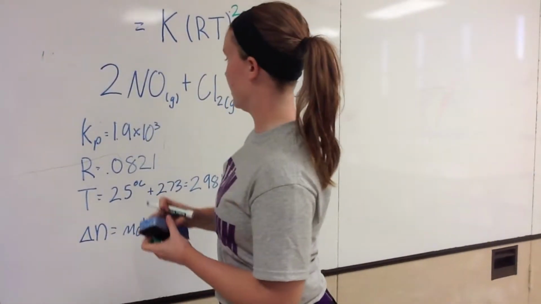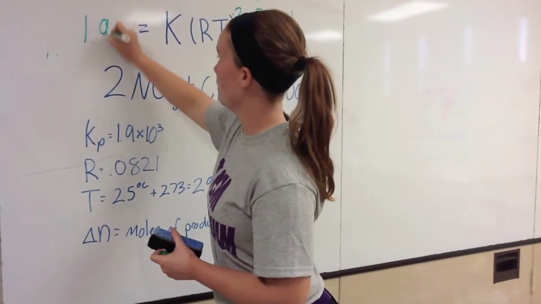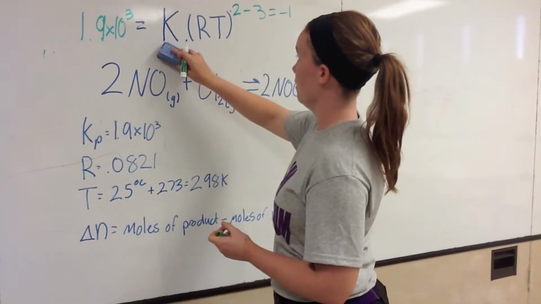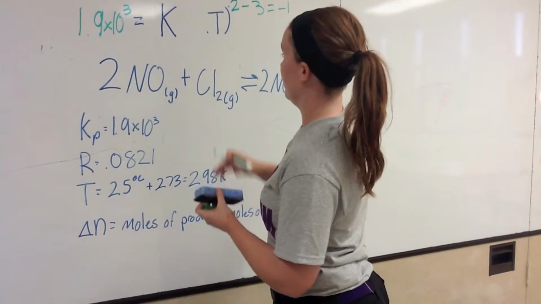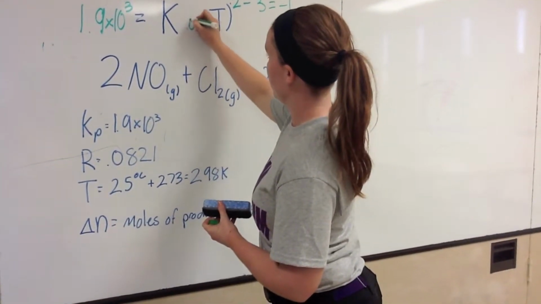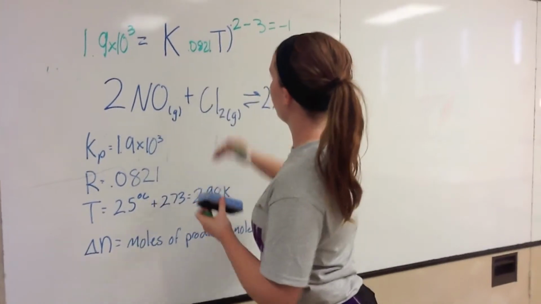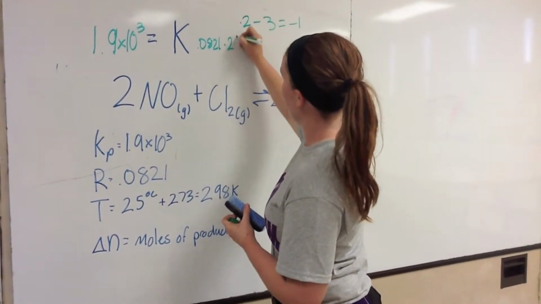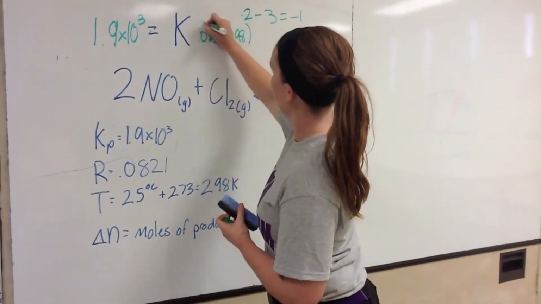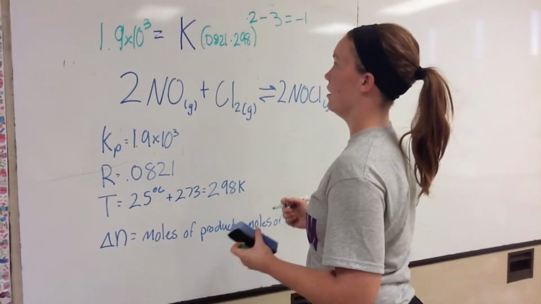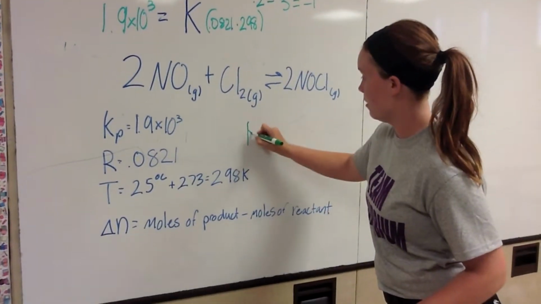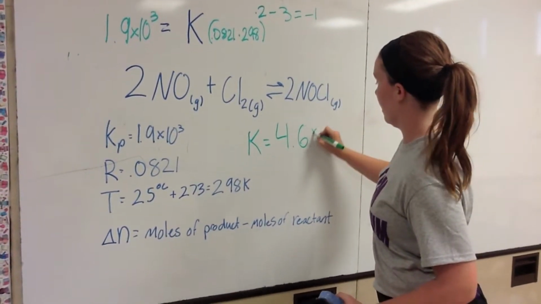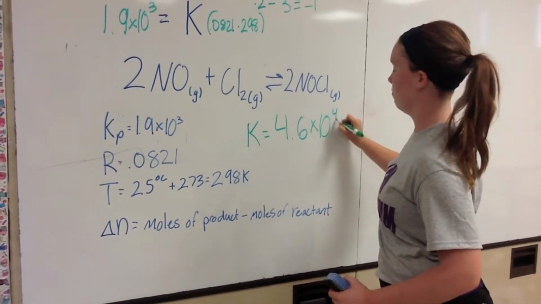Kp, as we've already stated, is 1.9 times 10 to the third. We're solving for K. We've stated that R is our gas constant, 0.0821, and T, the temperature in kelvins, is 298. Now, when we solve for K, we get K equals 4.6 times 10 to the fourth.